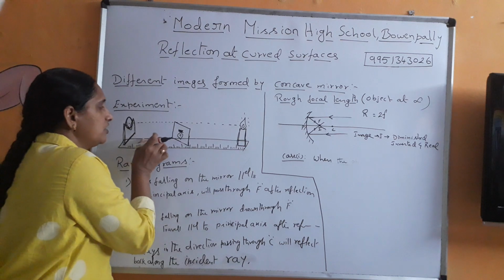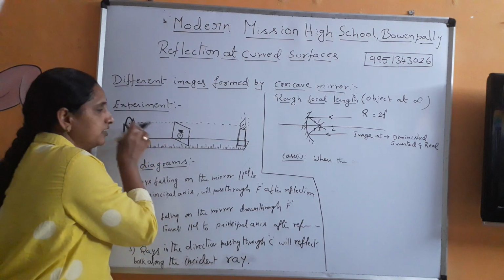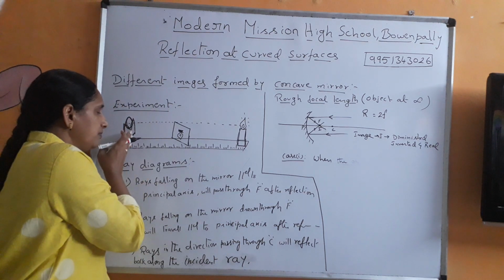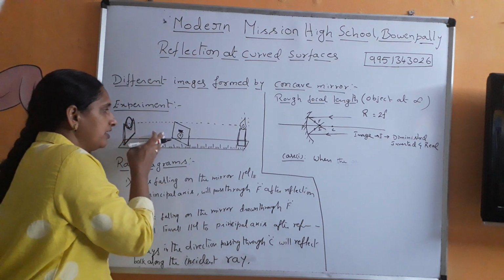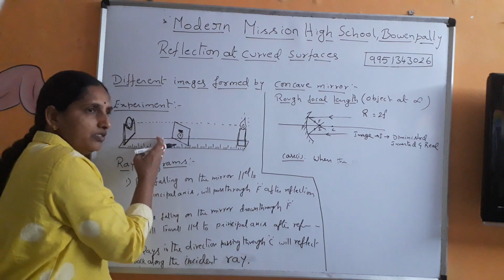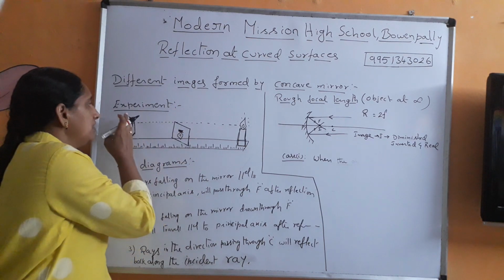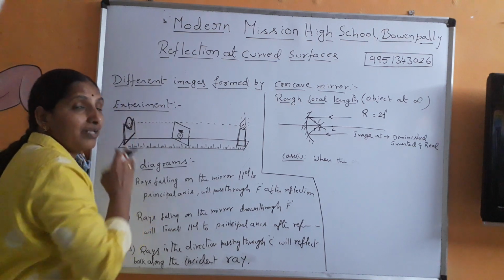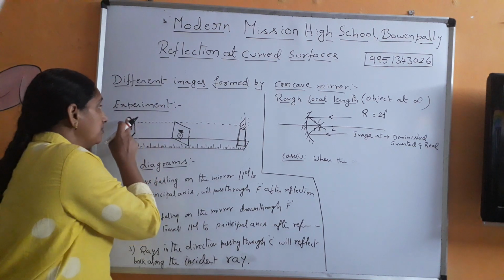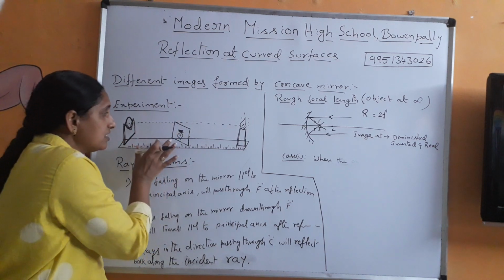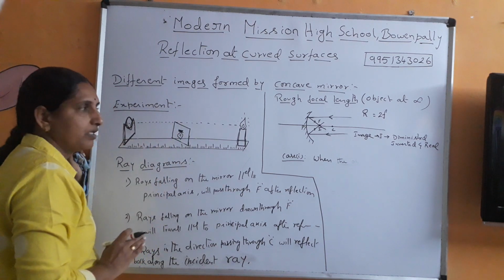See, until we reach the focal length, you can't see the image on the screen. That means starting from the mirror, as you move away, until a particular point you will not be able to see any image on the screen. You can see that image inside the mirror, but not on the screen. Such an image is a virtual image.